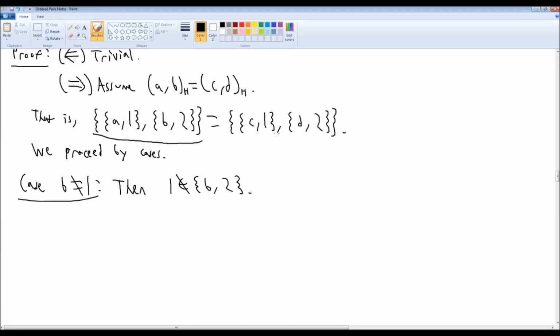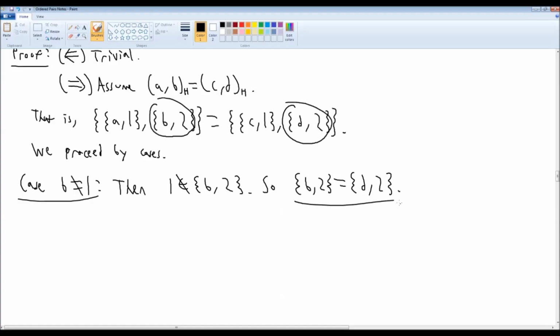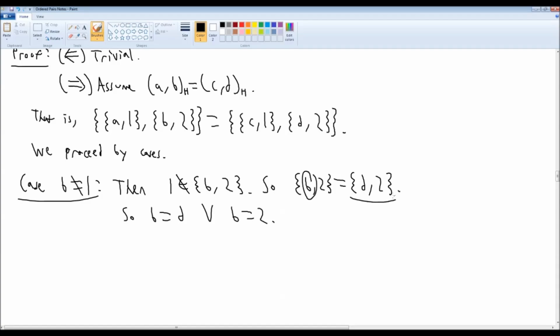Now, since these two sets are equal, they must have the exact same elements. So since this guy's an element of the first set, it has to be an element of the second set as well. So that means B comma 2 either has to equal this guy or it has to equal this guy. However, it can't be this guy because 1 is not an element of it. And so therefore, this guy has to equal this guy. So that means B has to be in this set, which means that B either has to equal D or B has to equal 2.